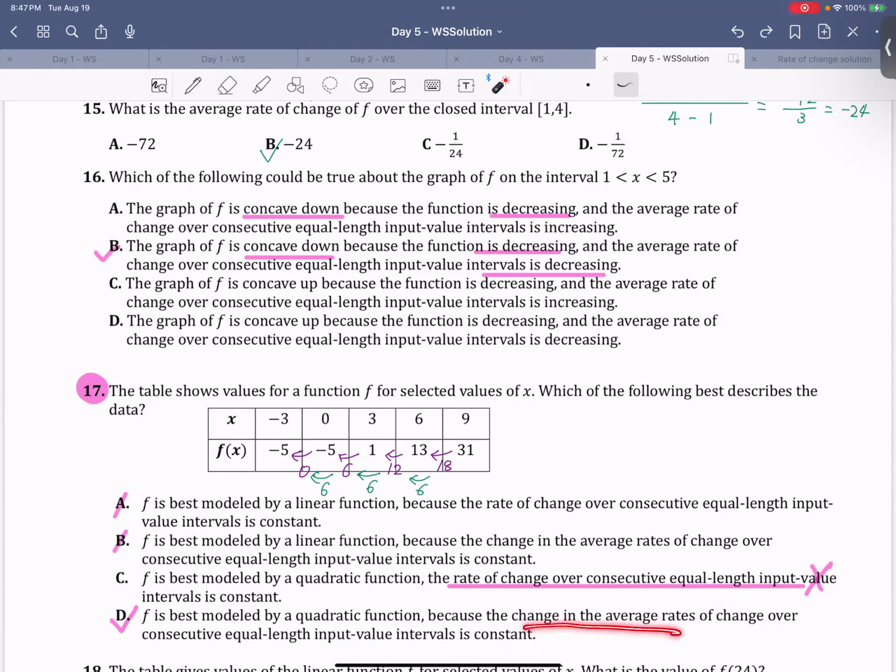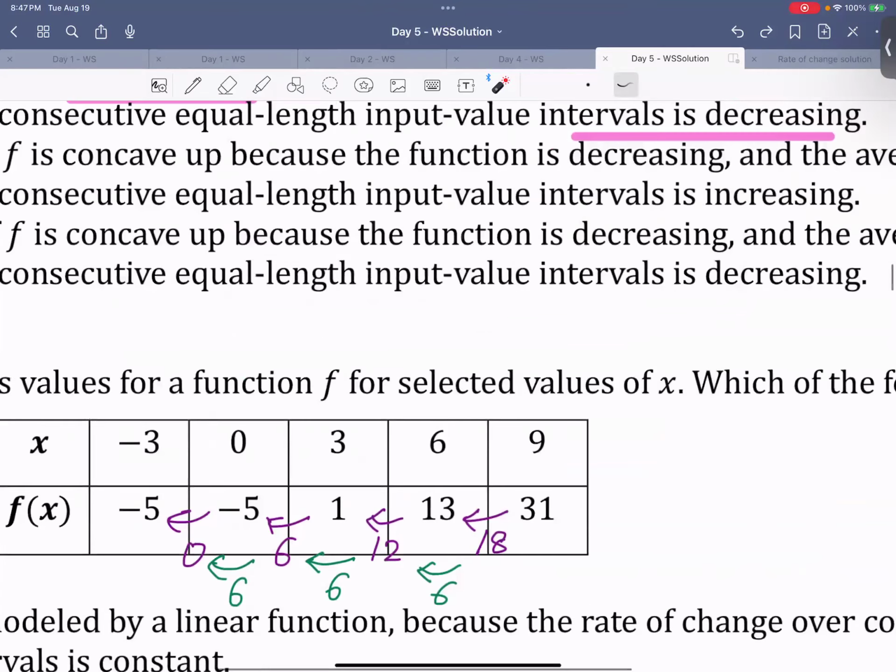The derivatives, the slope of the slope is a constant. This guy is saying the first order slope is constant. No, the first order slope is changing. See, this is actually increasing. Do you see? 0 increased to 6, 6 increased to 12, 12 increased to 18. Your rate of change is increasing. That's why you have this concave up. Your rate of change is not constant, so it's not linear. Your rate of change is increasing.